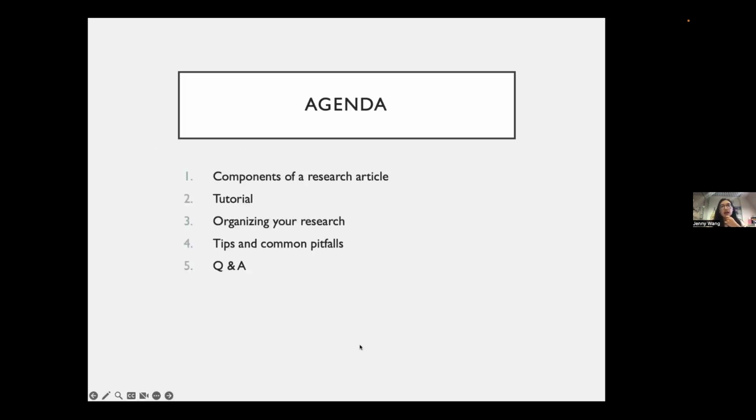tutorial. So the agenda is that we'll quickly go through the components of a research article. To note, we have another presentation from last year on how to write a research article and what the different components are. If you want a more detailed overview of each of these components, it's best to refer to that recording, which is on our website. I'll also run through the tutorial with an actual research article. We'll talk about how to organize your research and how you read the research, then some tips and common pitfalls. The question and answer will be done in an online format.